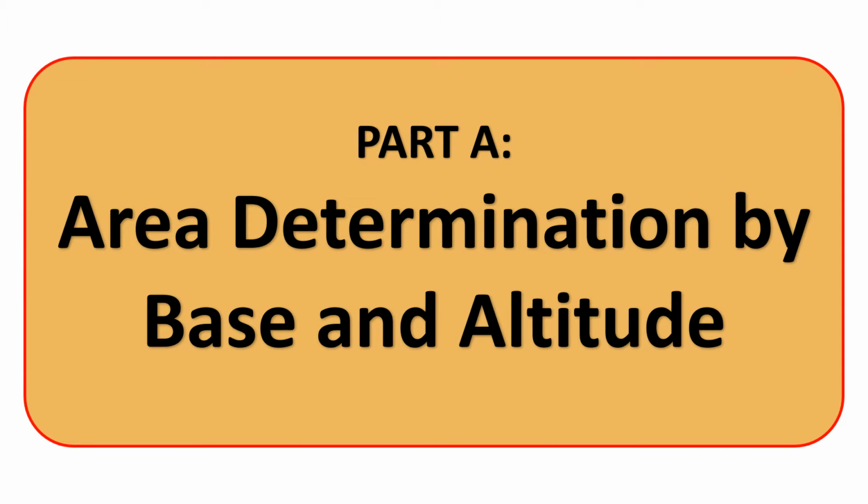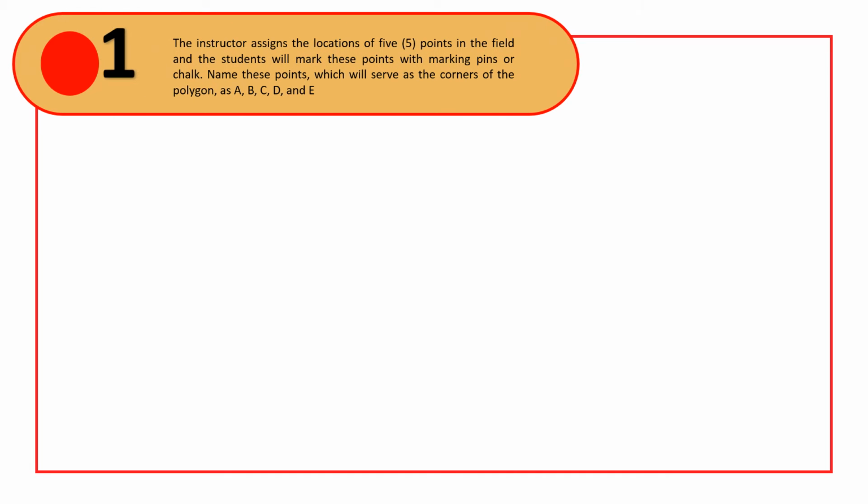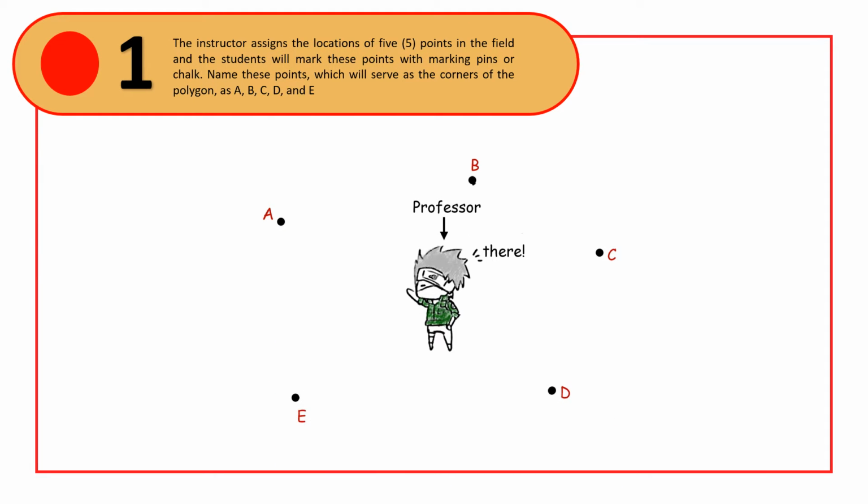Now, let's get down to the procedure. Part A, area determination by base and altitude. Step number 1. The instructor assigns the location of 5 points in the field and the students will mark these points with marking pins or chalk. Name these points, which will serve as the corners of the polygon, as A, B, C, D, and E.